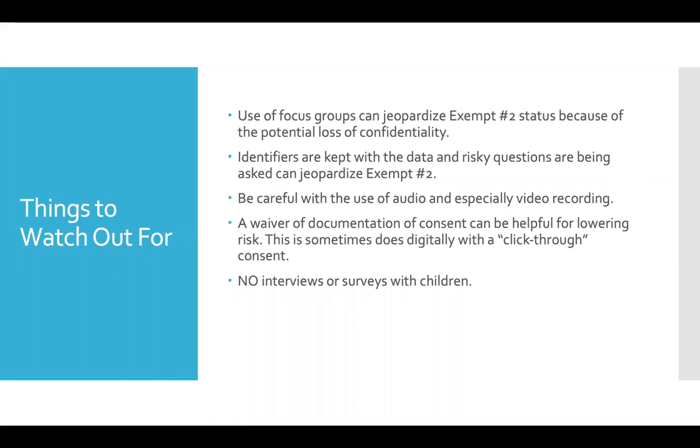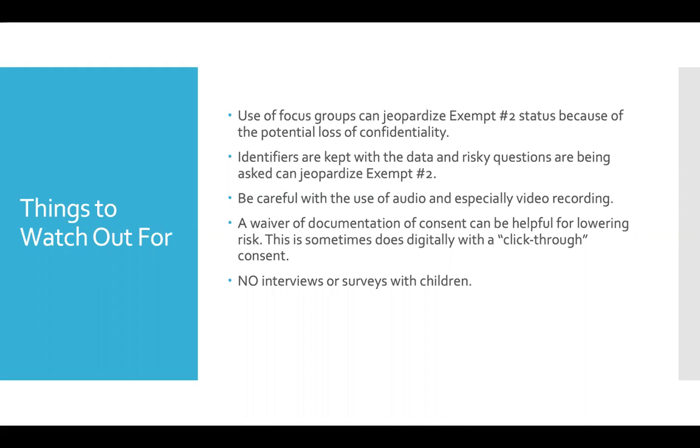Some things to watch out for if you're seeking exempt category 2. The use of focus groups can jeopardize exempt 2 because of potential loss of confidentiality. So while the researchers may keep everything confidential, you can't guarantee that other subjects in a focus group will. If identifiers are kept with the data and risky questions are being asked of the subjects, that can jeopardize your exempt category 2. And be careful with the use of audio recording and especially video recording. That's something that the IRB will look at with a particular eye.